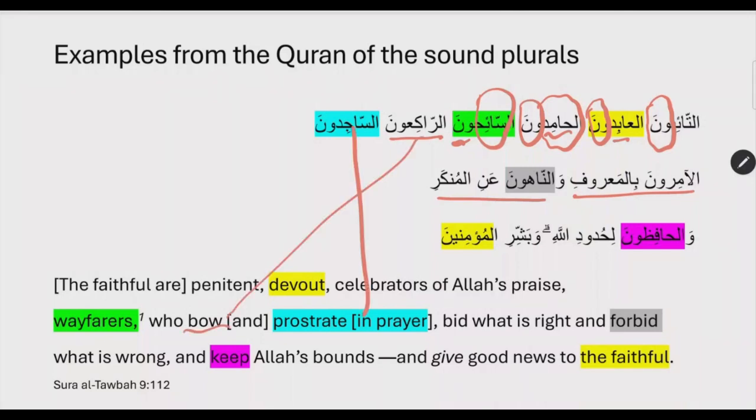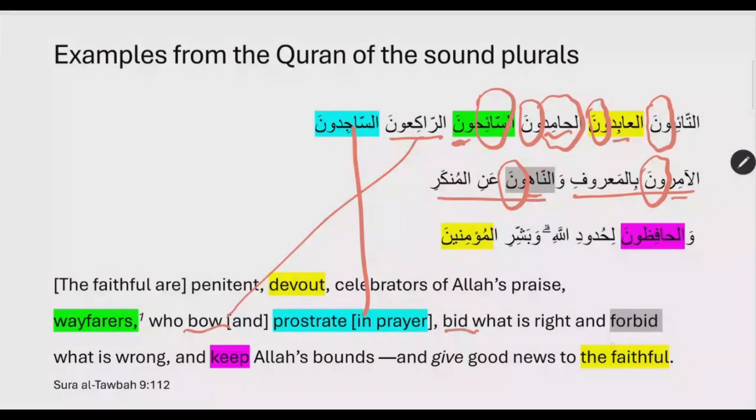And amiruna bil maruf, amara is to command, right? And maruf is to do what is right, or goodness. So the ones that are bidding what is right, or ordering or encouraging what is right. And nahuna anil munkar, nahi is to make and to forbid something. Nahuna, so nahi is the root, and that una is showing the plural, that those are the ones that forbid what is wrong.